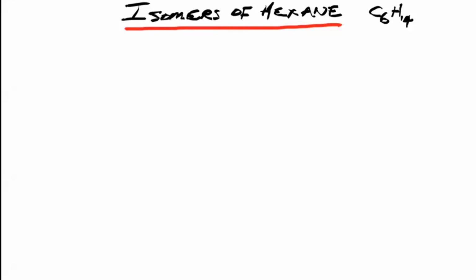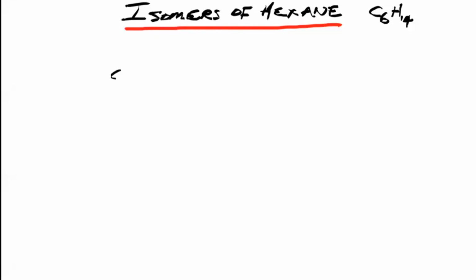Now I am going to be drawing all the structural isomers of hexane. In a previous question, normal or n-hexane was given. So we're going to look at what that is and then see how many structural isomers we can derive from that. So let us look at n-hexane.